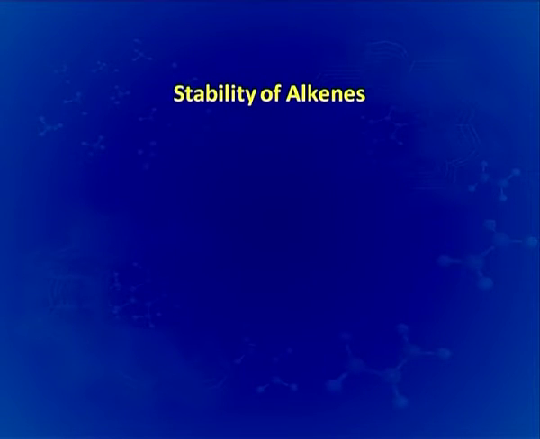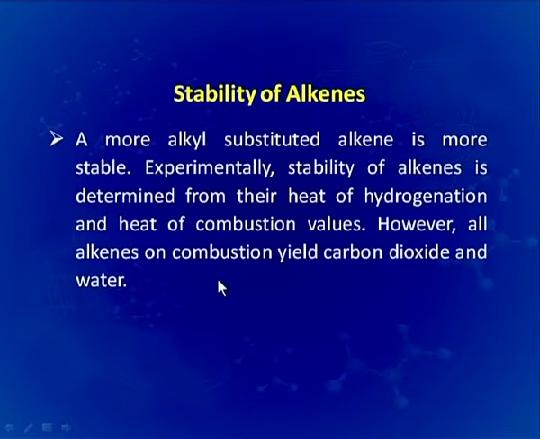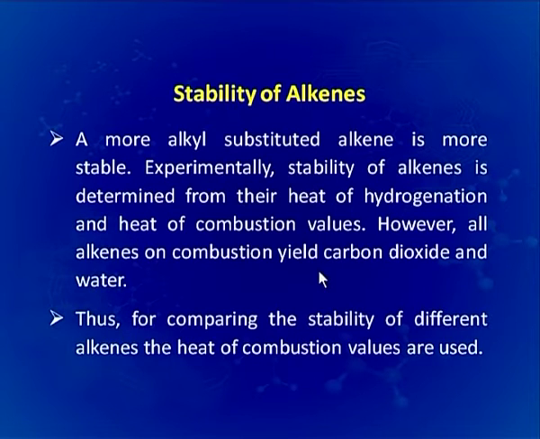Now, we come to stability of alkenes. A more alkyl substituted alkene is more stable. Experimentally, stability of alkenes is determined from their heat of hydrogenation and heat of combustion values. However, all alkenes on combustion yield carbon dioxide and water. We will see some examples. Thus, for comparing the stability of different alkenes, the heat of combustion values are used.